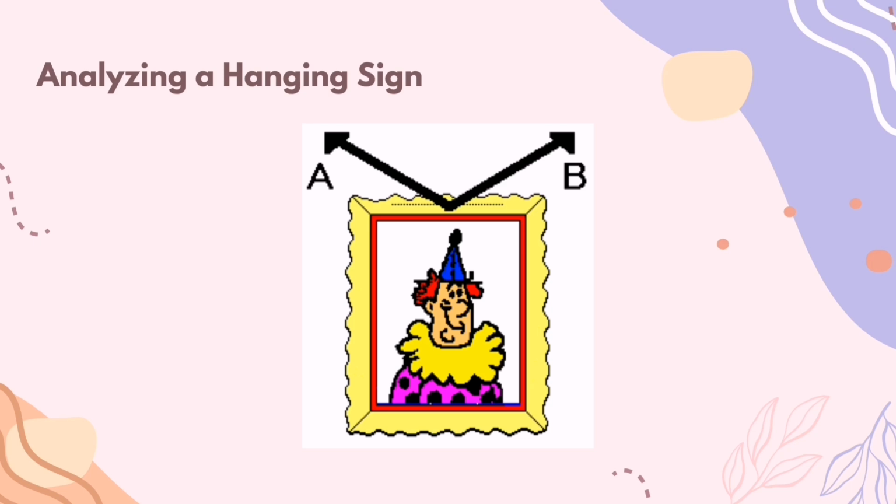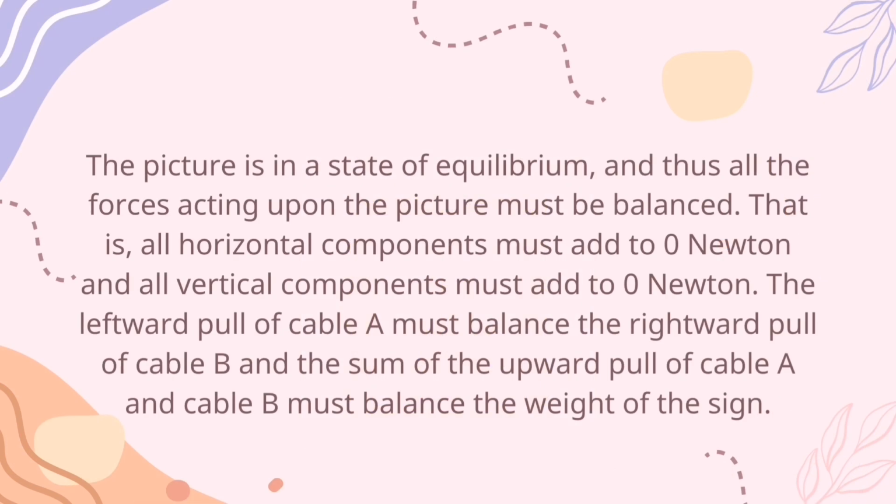What have you analyzed in this picture? The picture is in a state of equilibrium, and thus all the forces acting upon the picture must be balanced. That is, all horizontal components must add to 0 newtons and all vertical components must add to 0 newtons. The leftward pull of cable A must balance the rightward pull of cable B. The sum of the upward pulls of cable A and cable B must balance the weight of the sign.